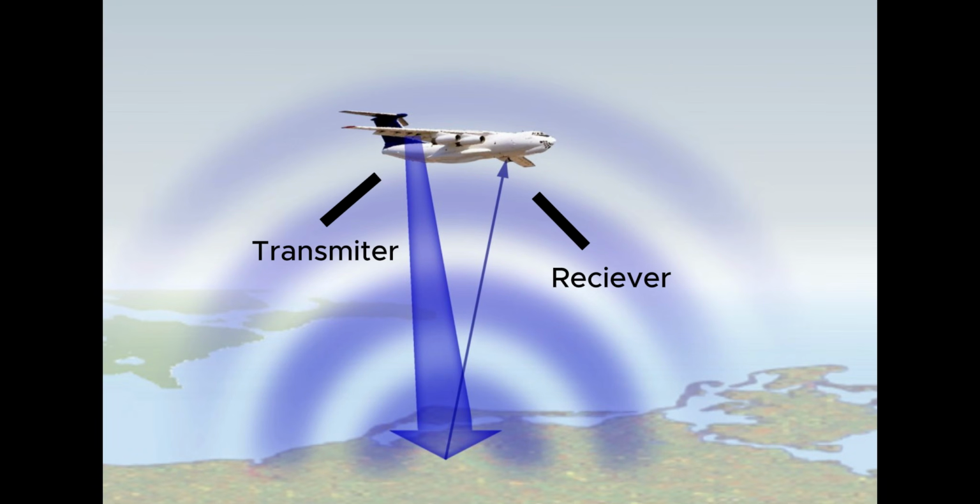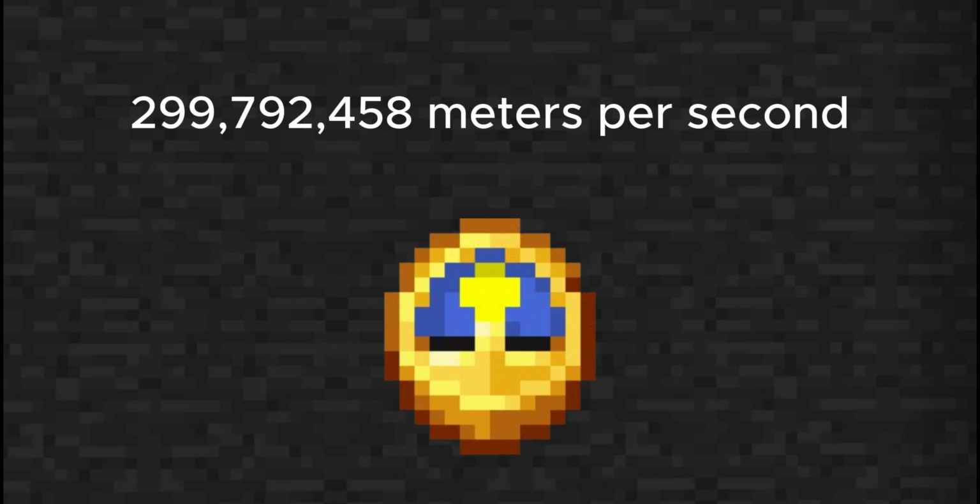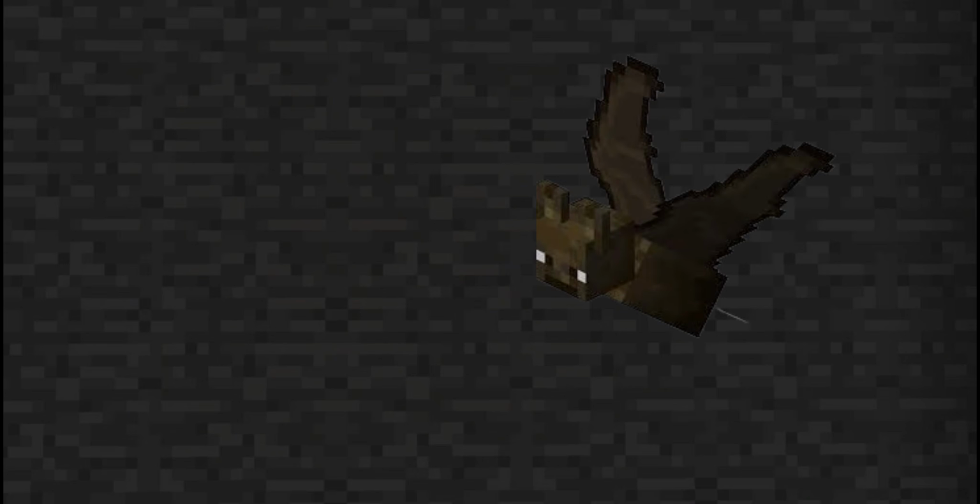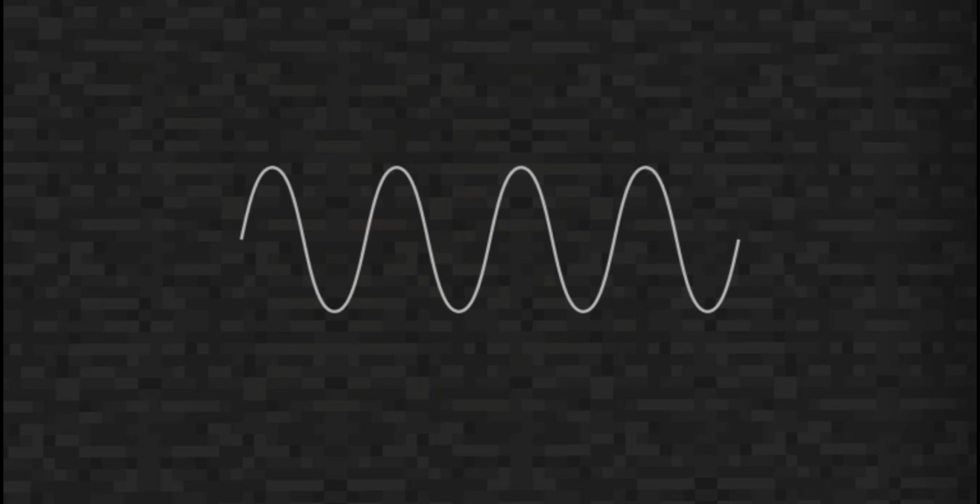The radar altimeter system includes a transmitter that sends out waves and a receiver that detects the reflected waves. It uses the speed of light and the time delay to calculate distance. Basically, it works like echolocation, but instead of sound, it uses electromagnetic waves.